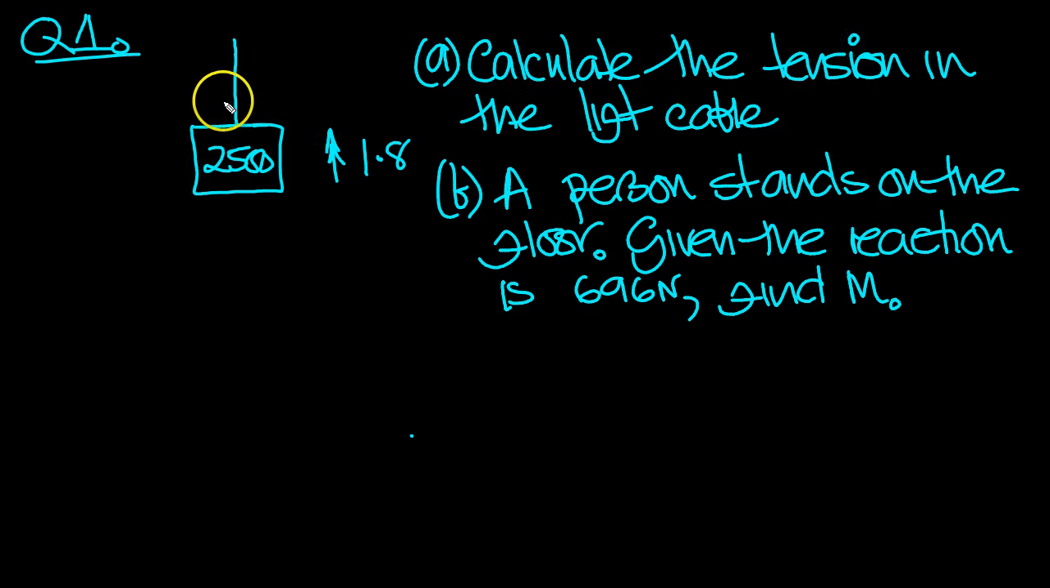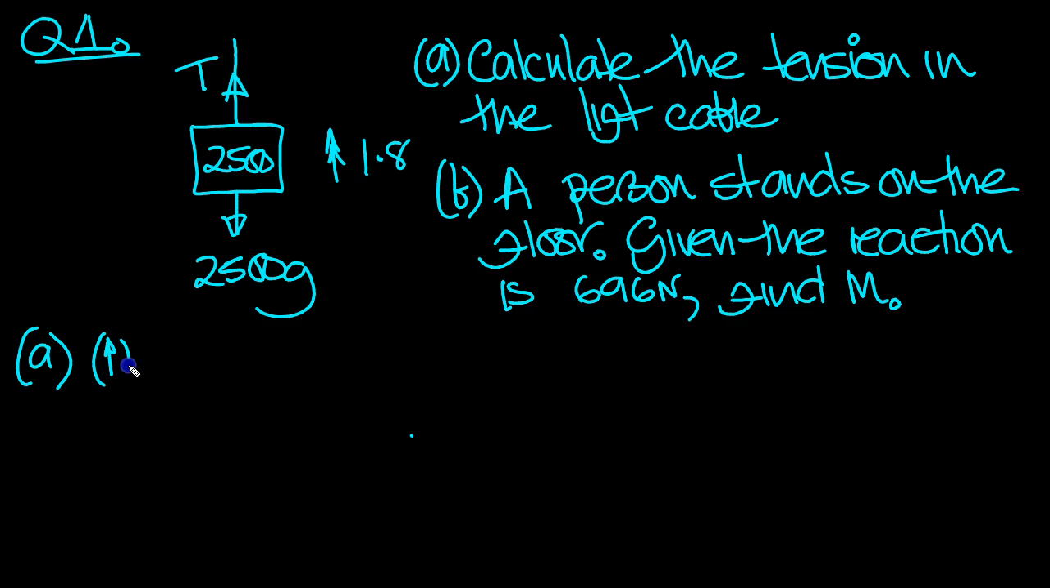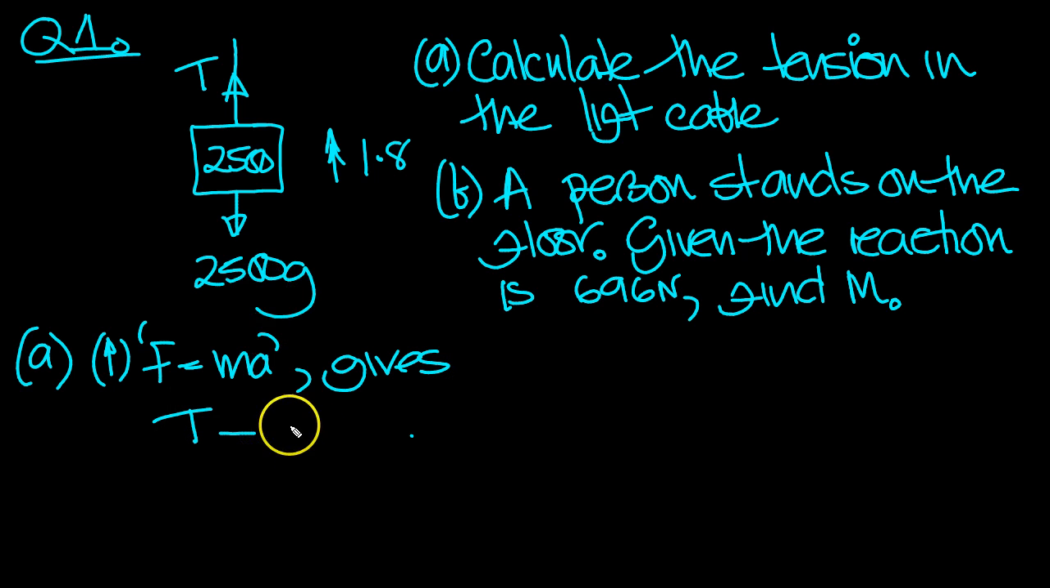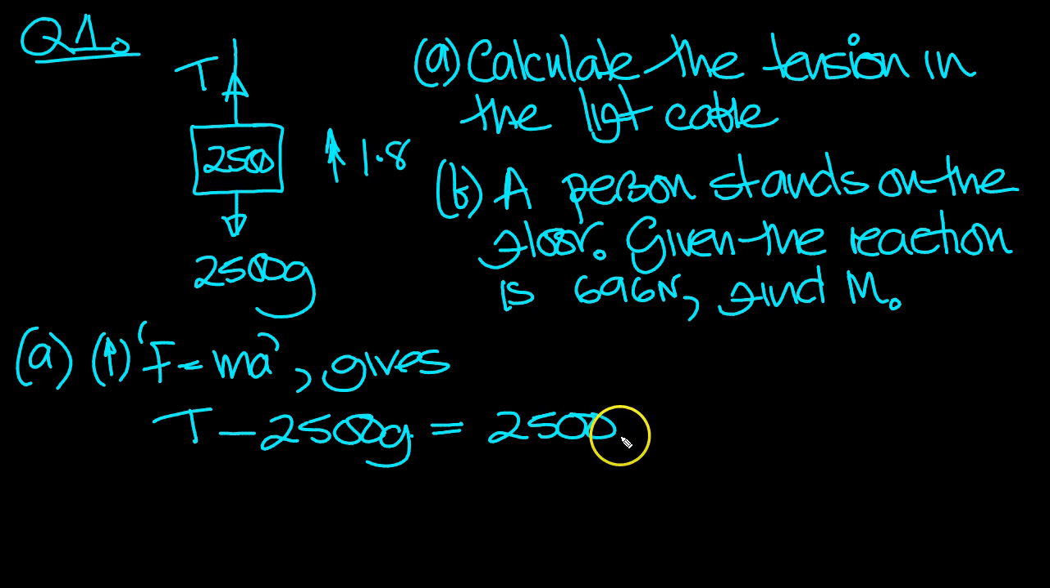So the first thing is calculate the tension in the lift cable. Let's put the forces involved then. We've got the weight of the lift itself, which is mass times g, 2500 g. We know the acceleration is 1.8 upwards, don't we? So let's apply F equals ma in the upwards direction, and that gives the tension minus the weight, 2500 g, is equal to 2500, the mass, times acceleration 1.8.